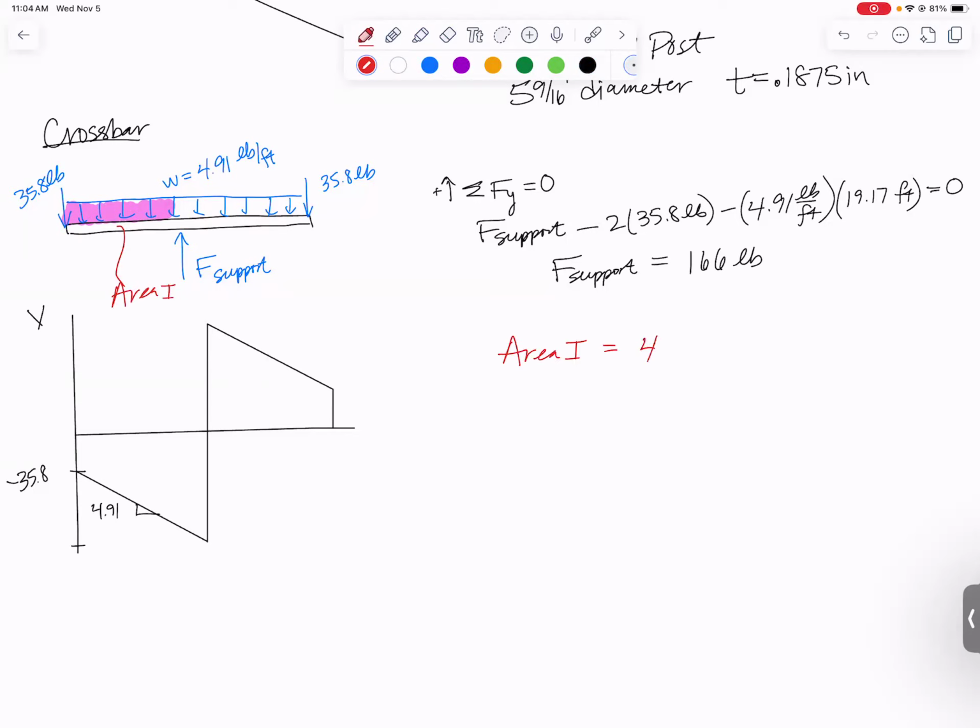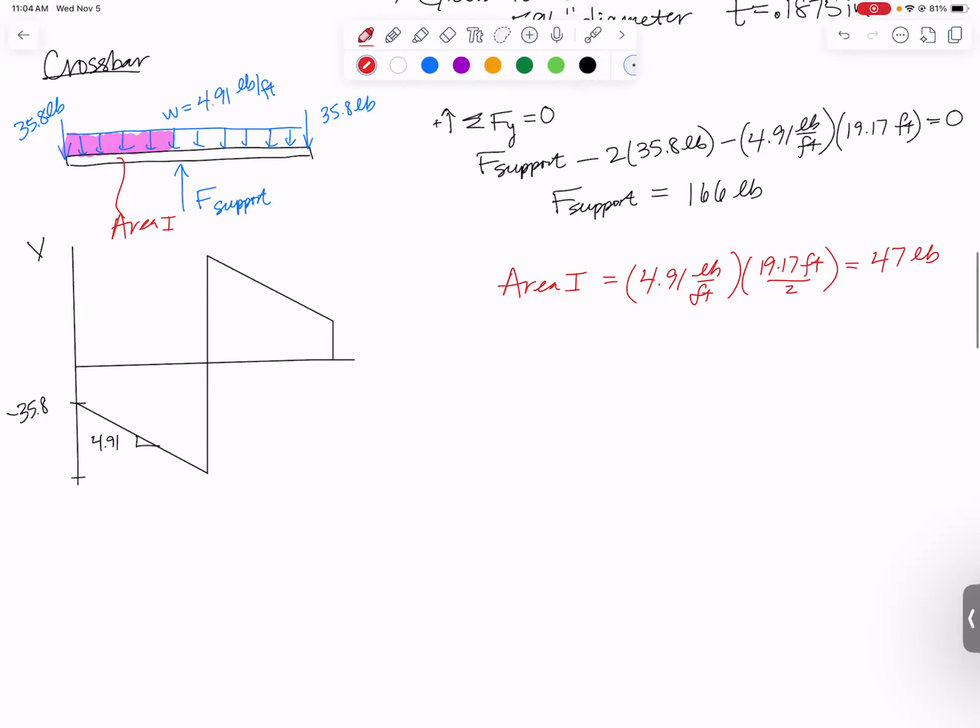The height of that is 4.91 pounds per foot, and it acts over 19.17 feet over 2, half of the beam. So you multiply those out and you get 47 pounds. So going from our 35.8 pounds, we're going to go down 47 pounds. So you subtract 47, then we're going to end up down here at minus 82.8 pounds.